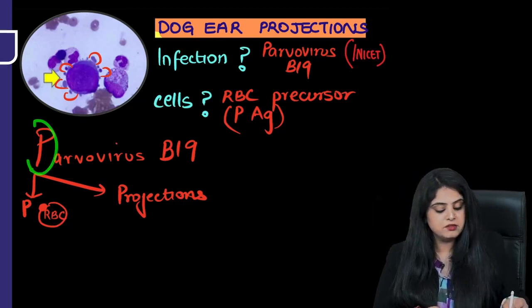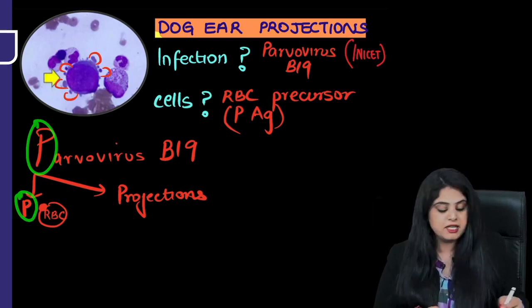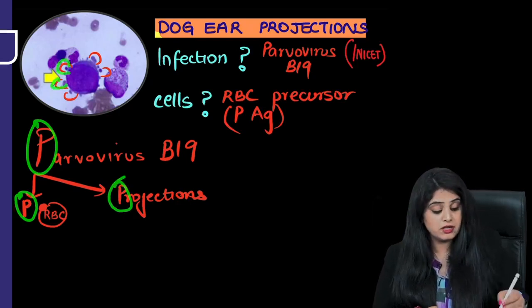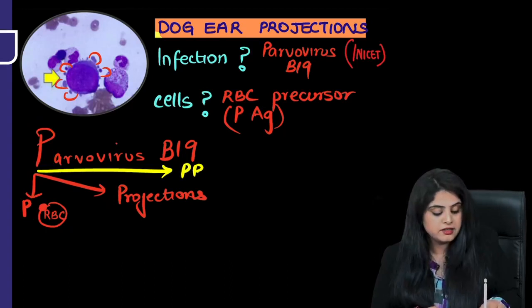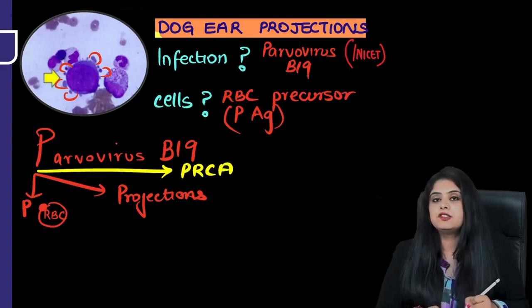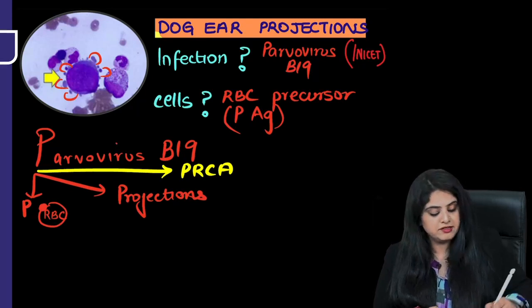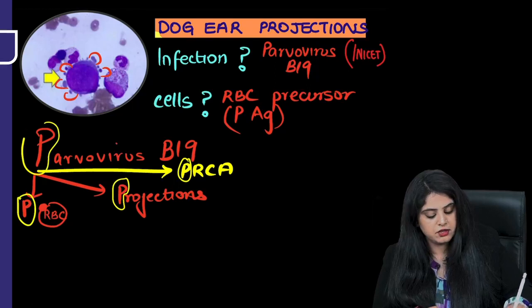So parvovirus, P for which antigen of the red blood cell? P antigen. And which projections? Dog ear. And what does it cause? The last P, you've forgotten, is the disease: pure red cell aplasia. It causes PRCA, pure red cell aplasia. That is why I wanted to make the parvovirus P's very, very clear in front of you.